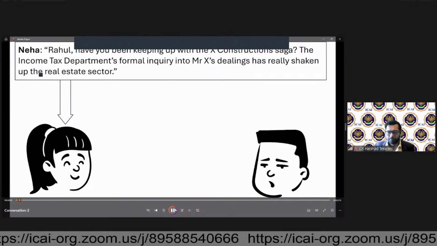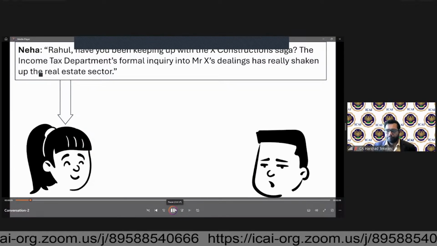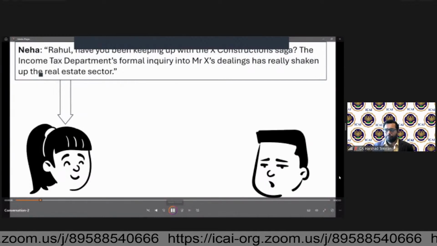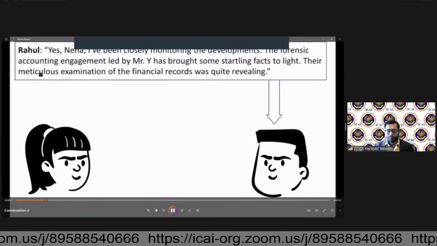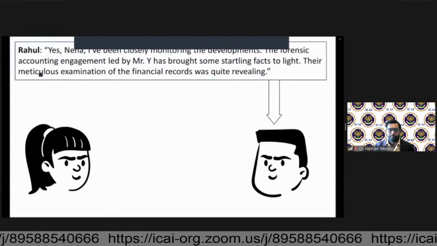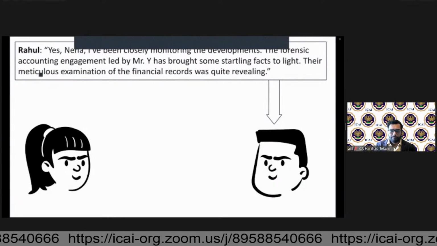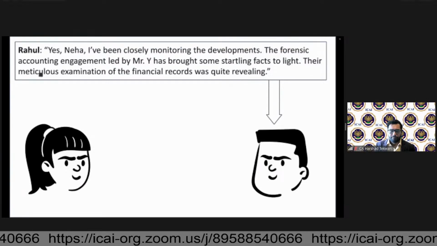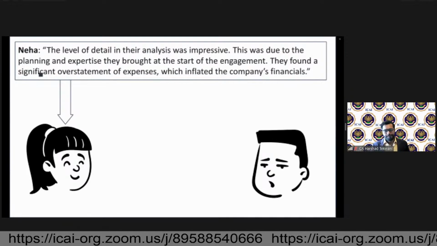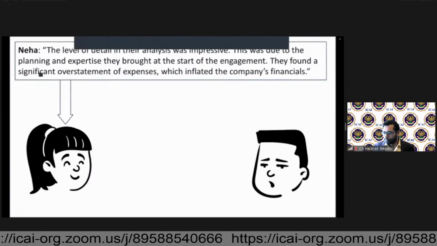Rahul, have you been keeping up with the X construction saga? The Income Tax Department's formal inquiry into Mr. X's dealings has really shaken up the real estate sector. Yes, Neha, I've been closely monitoring the developments. The forensic accounting engagement led by Mr. Y has brought some startling facts to light. Their meticulous examination of the financial records was quite revealing. The level of detail in their analysis was impressive. This was due to the planning and expertise they brought at the start of the engagement.